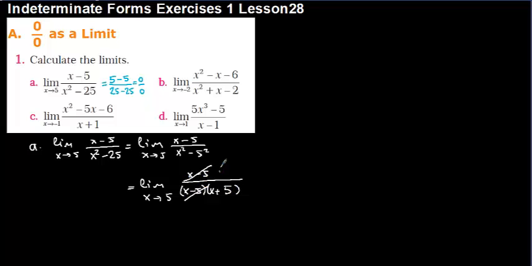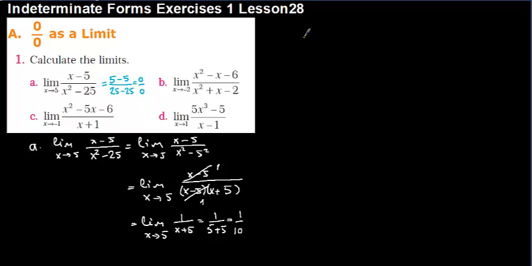And when you simplify, the x minus 5 cancels, then the answer is going to be equal to limit x tends to 5, 1 over x plus 5. When you replace, 5 plus 5, that's equal to 1 over 10 for the first one. Okay, the next one is going to be the last one, D1 here.